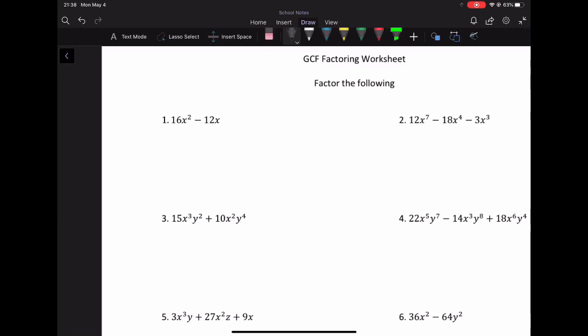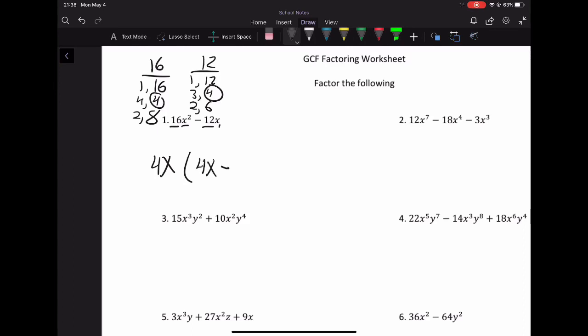So let's take a look at our leading coefficients of number 1, 16 and 12. Factors of 16 are 1 and 16, 4 and 4, 2 and 8. Factors of 12, we got 1 and 12, 3 and 4, 2 and 6. Greatest common factor, 4. And one has an x and the other one has an x squared, so 4x. 16x squared divided by 4x is 4x. 12x divided by 4x is going to be just 3.